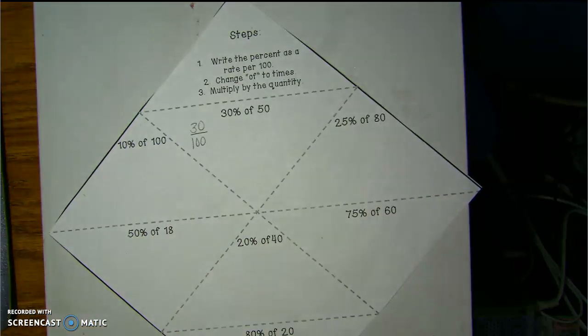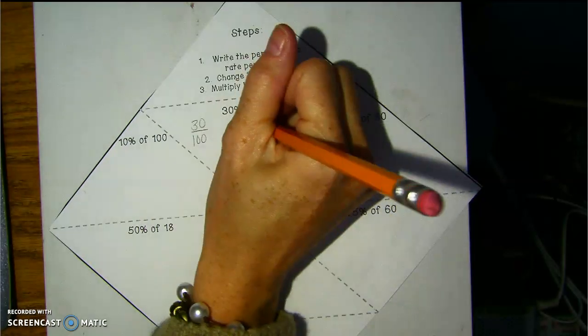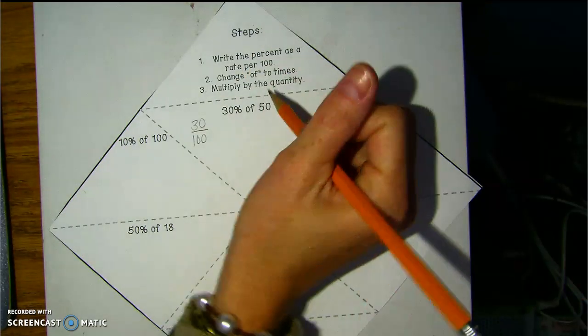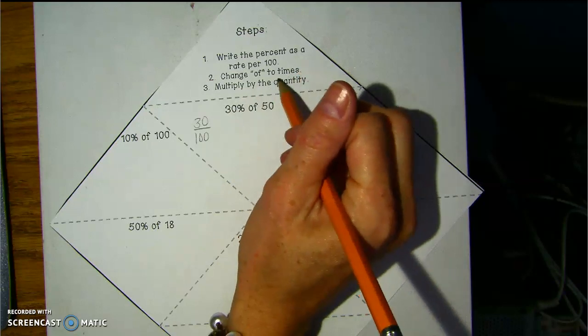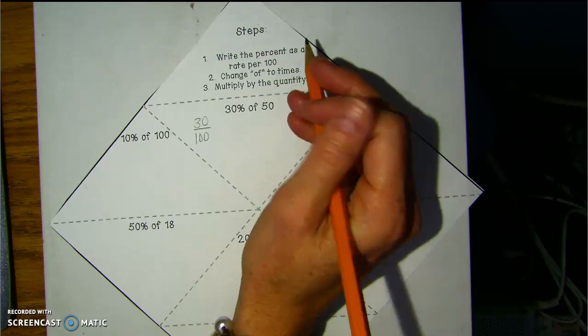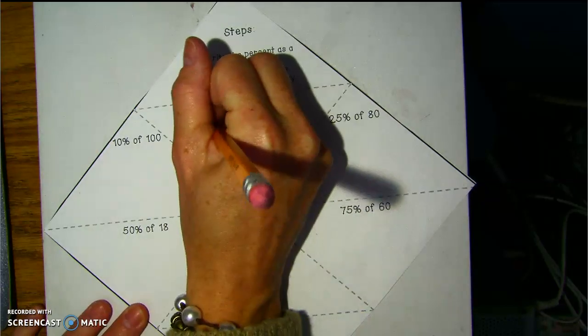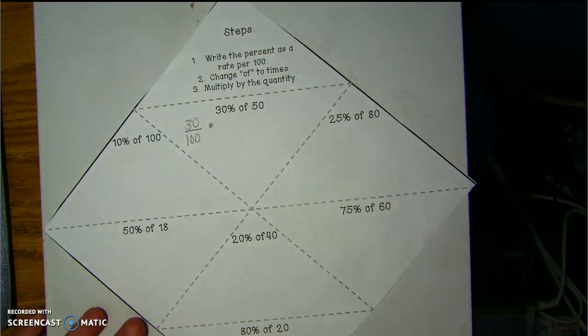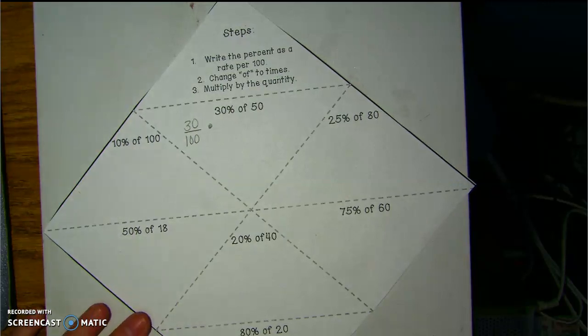Now the word percent means per 100. So anytime you hear the word percent, always think per 100. So 30%, if I write that as a fraction, is 30 over 100. Now, what does the word of mean? It says change of to times, so we're going to multiply. So when you see the word of in math, that means to multiply. So we're going to put the dot because we can't use the X in 6th grade to represent multiplication.